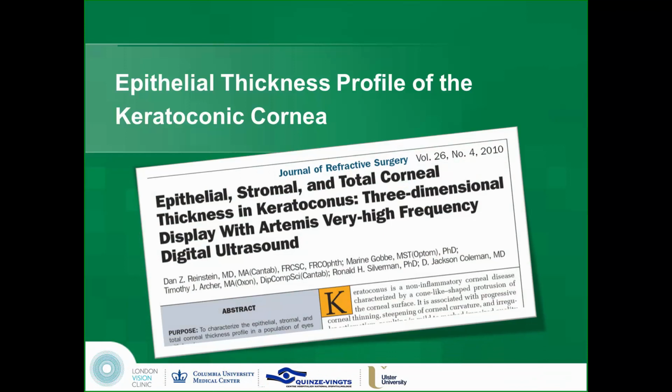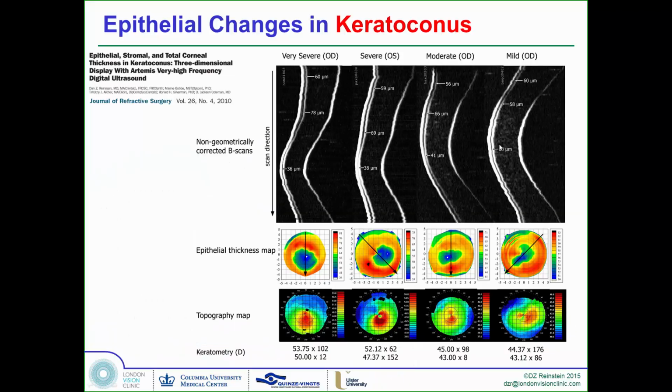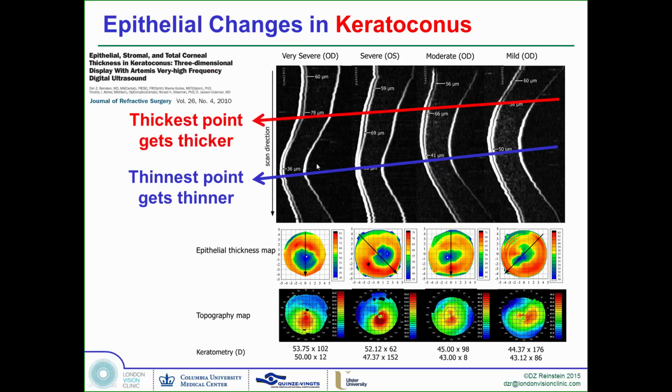So this goes to slightly explain why it is that the keratoconic cornea has a particular epithelial thickness pattern. And as I said earlier, the epithelium thins over the cone and it thickens around the cone. You can see on the B scans above here that as the severity of the keratoconus increases, so the thinnest point of the epithelium gets thinner. Of course, also the thickest portion of the surrounding ring gets thicker.